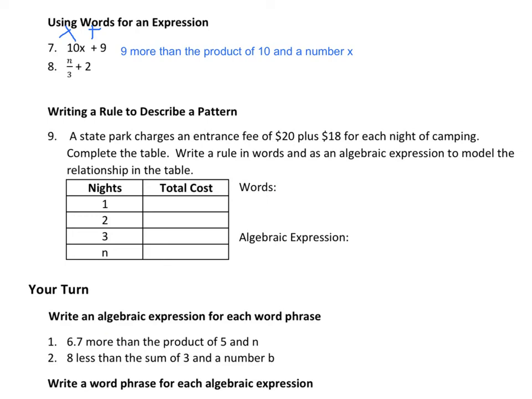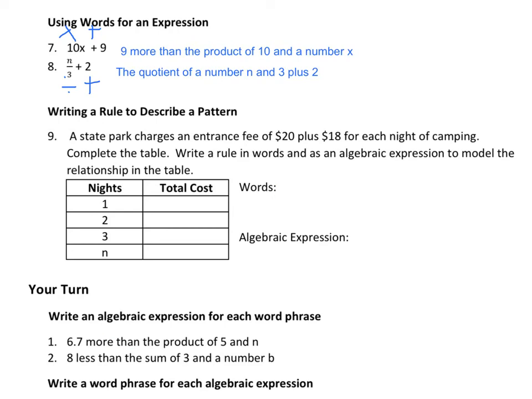Number 8, we look at the operations. We have n divided by 3, so we have division. And we have plus 2, so we have division and addition. I wrote the quotient of a number n and 3 plus 2. Just like in number 7, there were other ways to write this. There is not just one answer.